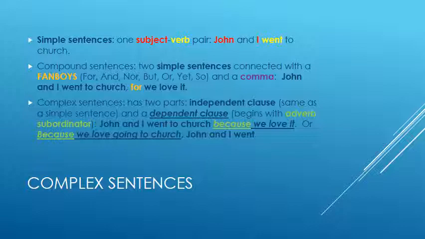Okay? So again, the important thing, the question asks you, what is a complex sentence? Well, a complex sentence has 2 parts. It has the independent clause and it has the dependent clause. The independent clause is the same as a simple sentence. The dependent clause begins with an adverb subordinator. And on page 78, there's a list of different adverb subordinators that we use. Okay? So go ahead and write those answers down, bring them into class, and we'll do practice on all of this in class. Take care. See you then. Bye.